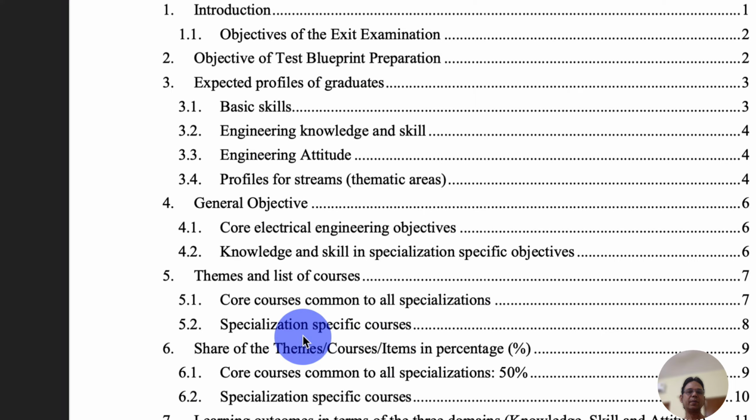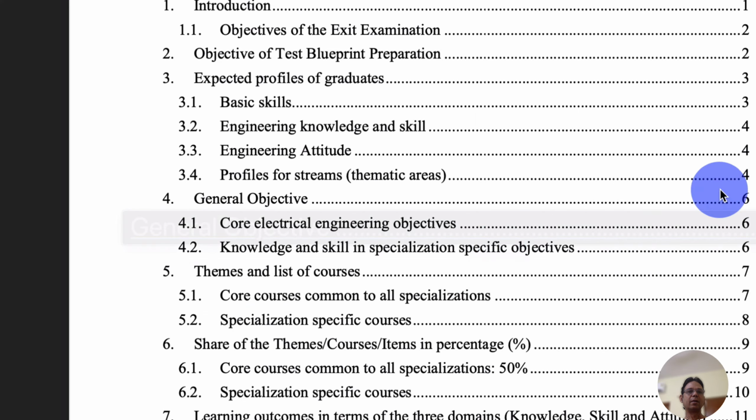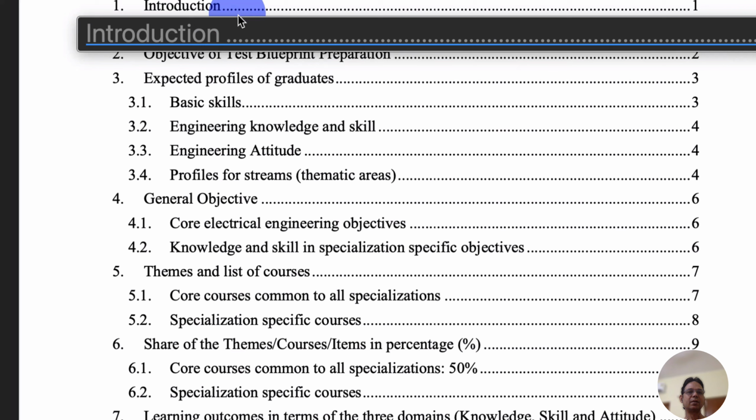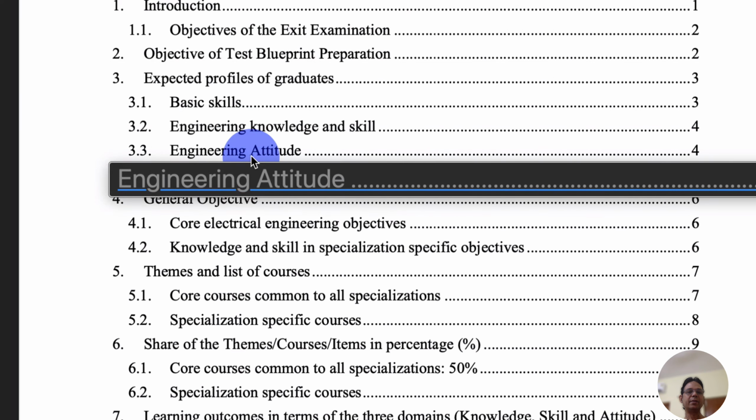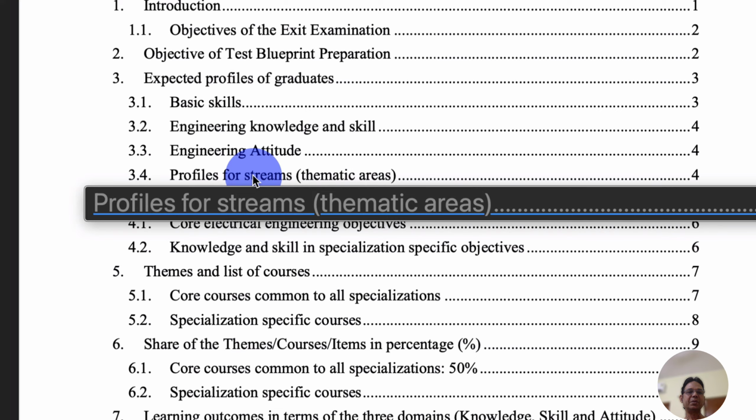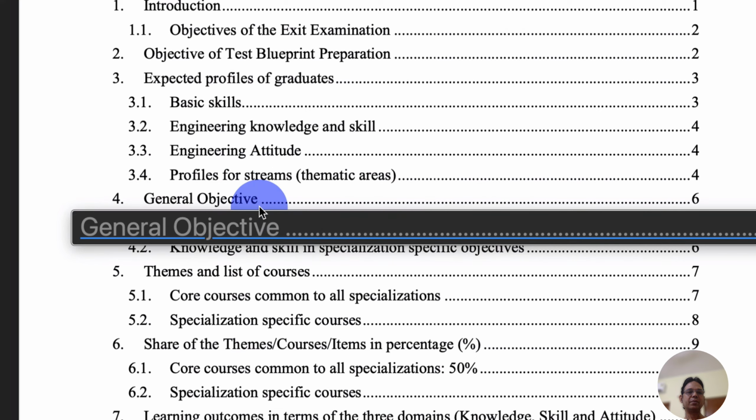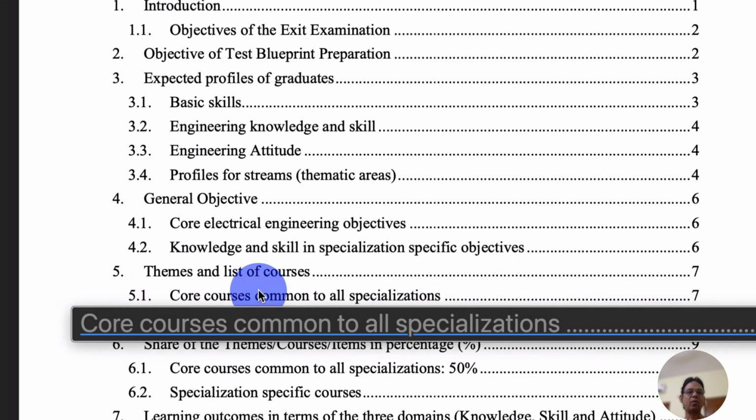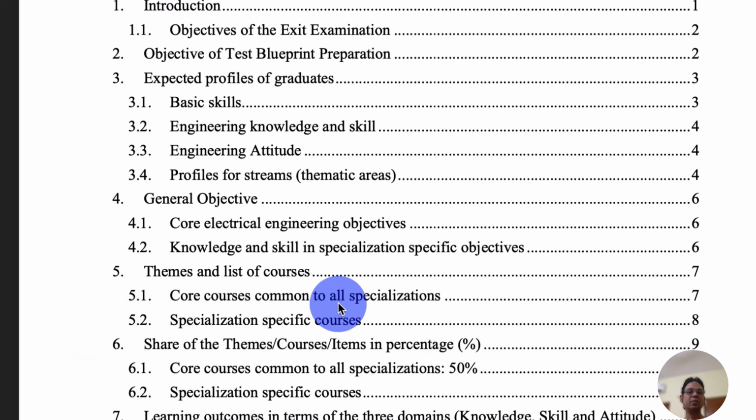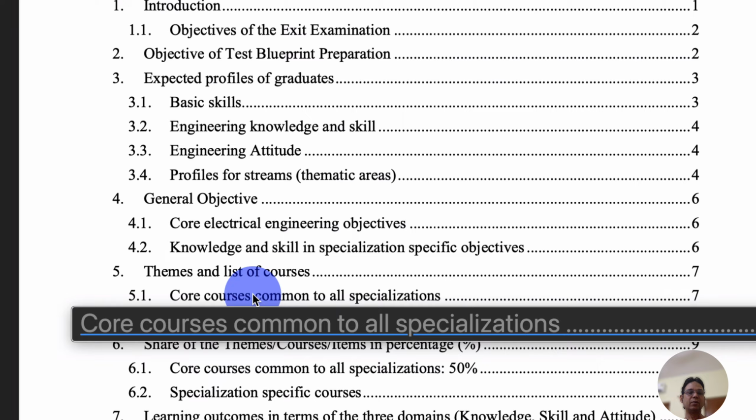So here we can see it will start with objectives, then basic skills, then engineering knowledge skills, engineering aptitude, profile of stream, core objectives, general objectives, knowledge skill in specializations, and core course common to all specializations. So this section is important. If a student covers according to this criteria, they can appear and pass in the exit examination.